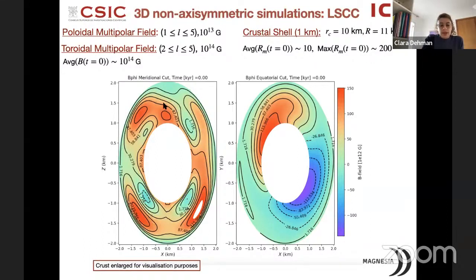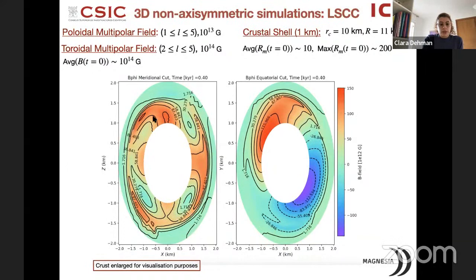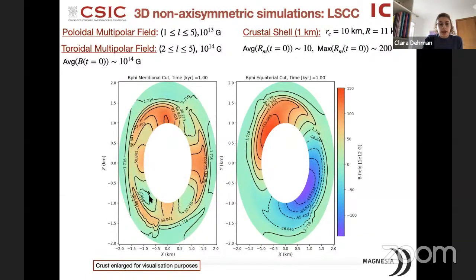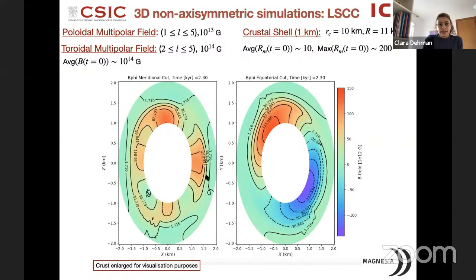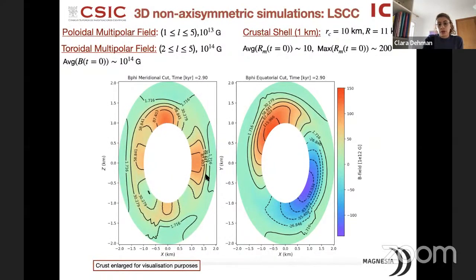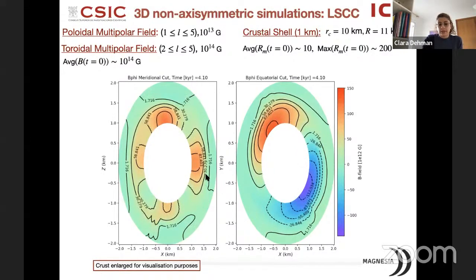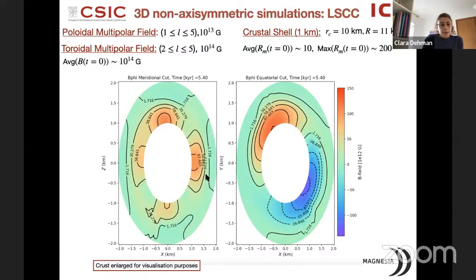What I am showing here is a meridional cut of the B_phi component of the magnetic field, so it's the cut along the meridian, and here I am showing the equatorial cut, cutting at the equator. If we play this video, we see how the magnetic field is rearranged, and we also see some formation of little multipoles that directly disappear, and that's because of the low resolution that we have. Our code cannot handle these very small multipoles at this level because it needs to be parallelized.